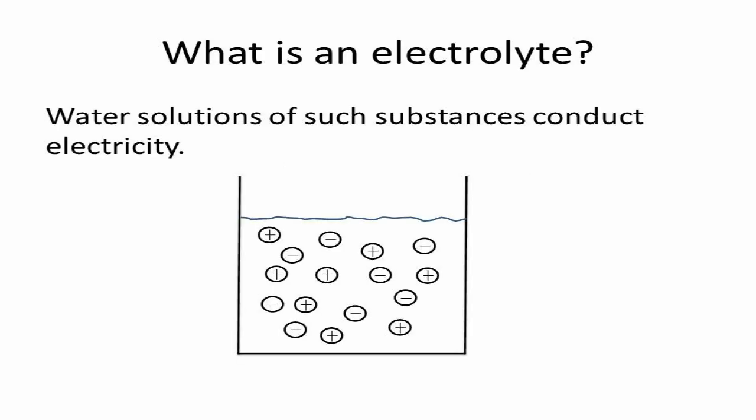So, today we will talk about acids and bases. Before we start, we must understand what an electrolyte is. Water solutions of electrolytes conduct electricity. Why? Electrolytes are compounds that break in water into ions. And as we know, ions are charged particles. So we have charged particles, and that's the reason why water solutions of these compounds can conduct electricity.